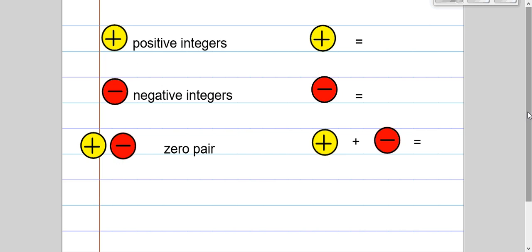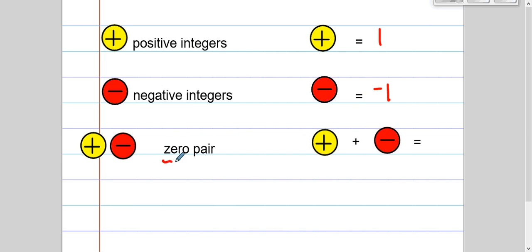So when you model integer addition and subtraction using counters, you use one counter. It may be circular or square shaped. One color represents positive integers, another color represents negative integers. So if I have one positive integer, the number that this really represents is 1. If you see one negative integer chip, that means that it is -1.